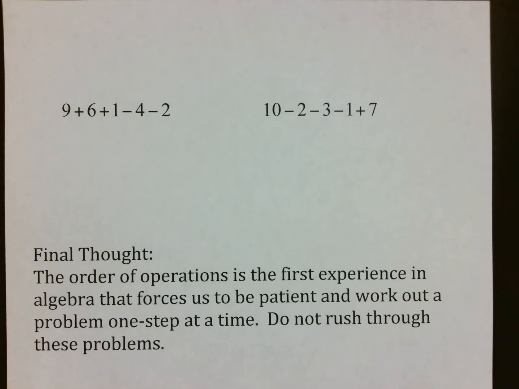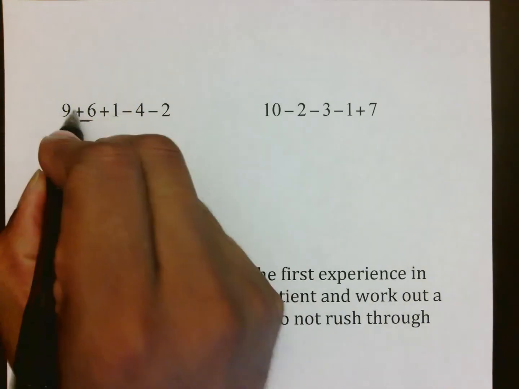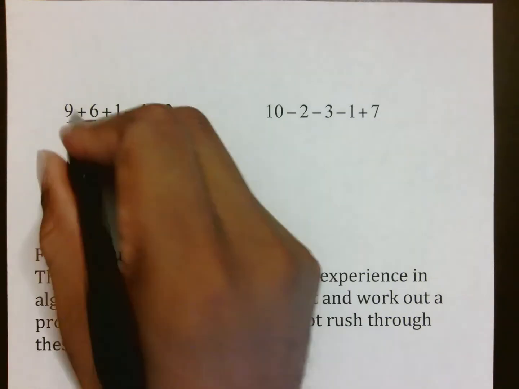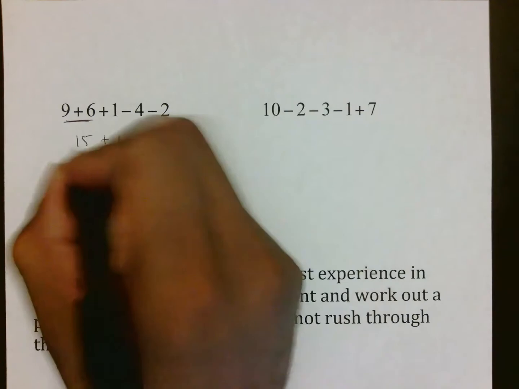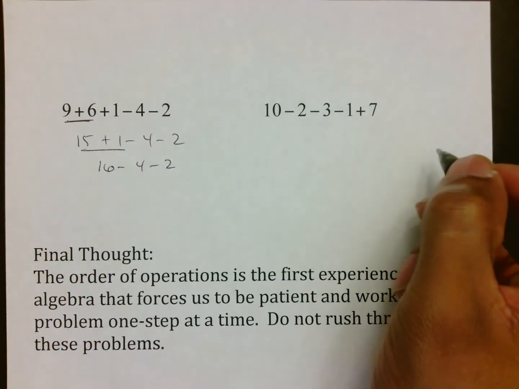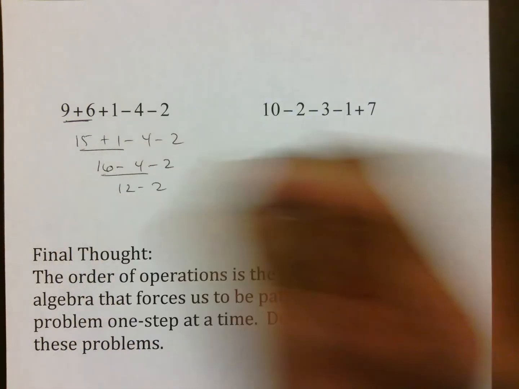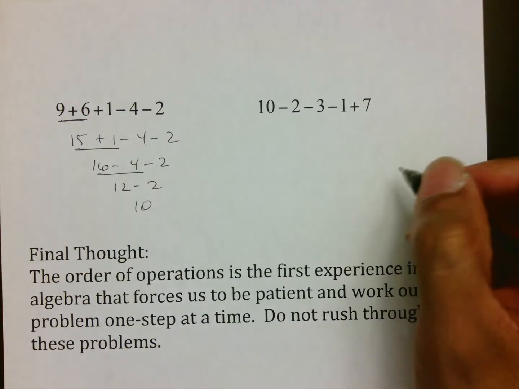9 plus 6 plus 1 minus 4 minus 2. Again, the first person in line here, I don't care what's behind it. These are all addition and subtraction signs. And so we turn 9 plus 6 into 15 and rewrite everything else. Then we turn 15 plus 1 into 16 and we rewrite everything else. We turn 16 minus 4 into 12, rewrite everything else. We then turn 12 minus 2 into 10, and that is it.